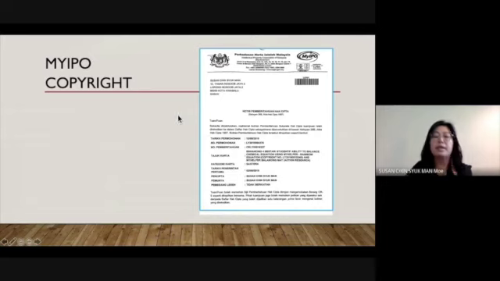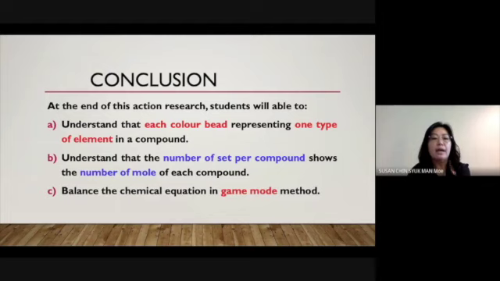MyHelper rainbow equation and MyHelper balancing mat is already obtaining the copyright from MyHelper. The conclusion, at the end of this action research, students will be able to understand each color bead represents one type of element in a compound. They also understand that the number of sets per compound basically shows the number of moles of each compound. And balancing chemical equations is actually in a game mode method.